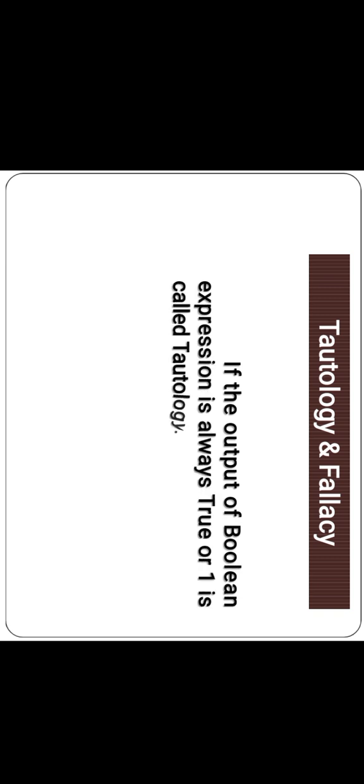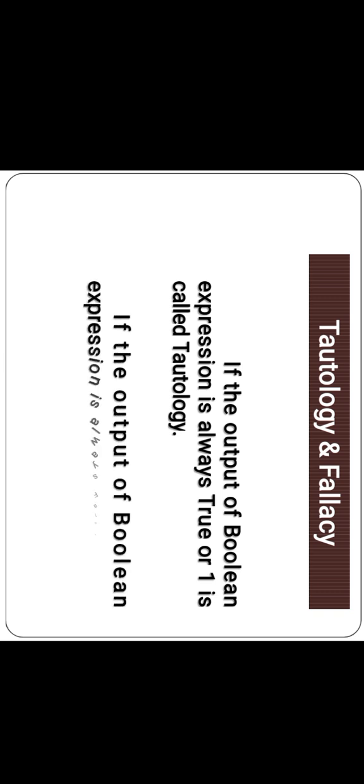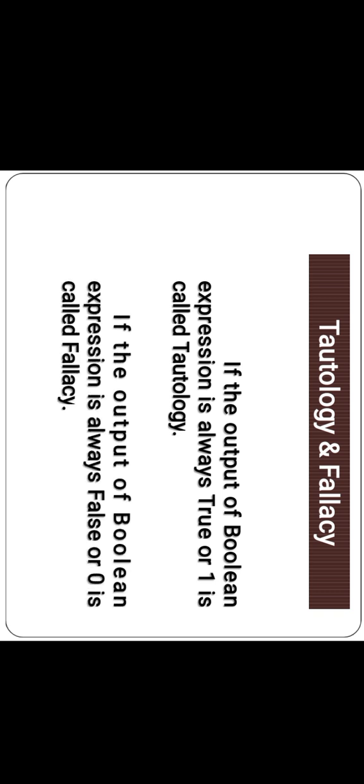Tautology and fallacy. If the output of a Boolean expression is always true or 1, it is called a tautology. If the output of a Boolean expression is always false or 0, it is called a fallacy.